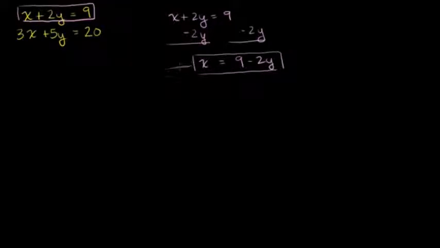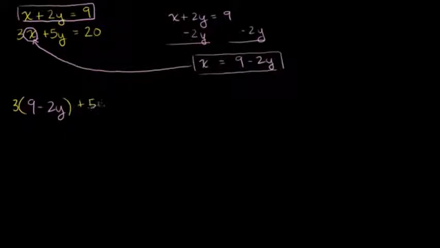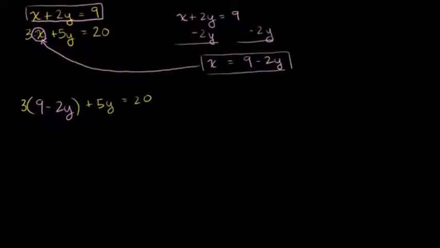So I can substitute this back in for x. This top equation says x has to be equal to this. Well, if x has to be equal to that, let's substitute this in for x. So the second equation will become 3 times x. And instead of an x, I'll write this thing: 9 minus 2y. 3 times (9 minus 2y) plus 5y is equal to 20. That's why it's called a substitution method. I just substituted for x.